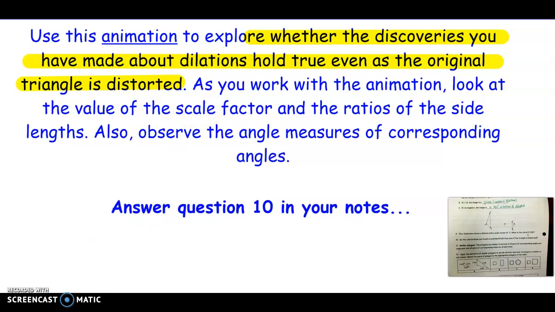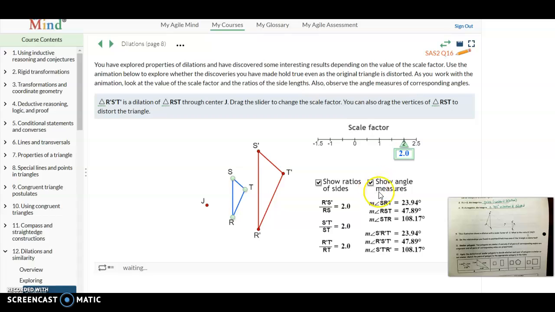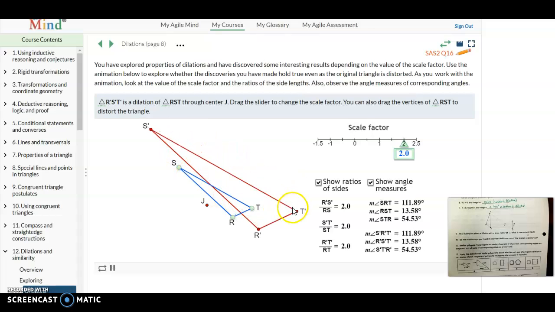Let's look at our next animation. All this wants us to do is to look at the qualities and the properties that we looked at with the first animation and see if they still apply when we distort or change these triangles. So this was our original triangle STR and our image triangle, and we looked at the ratio of the sides and the angle measures with that. If I change this triangle in any way, we're distorting it, did those properties change? I hope you saw they did not.